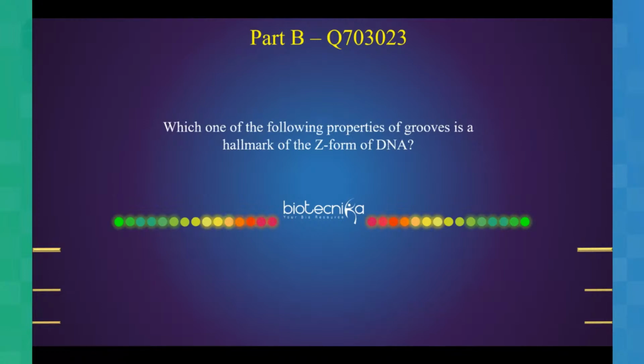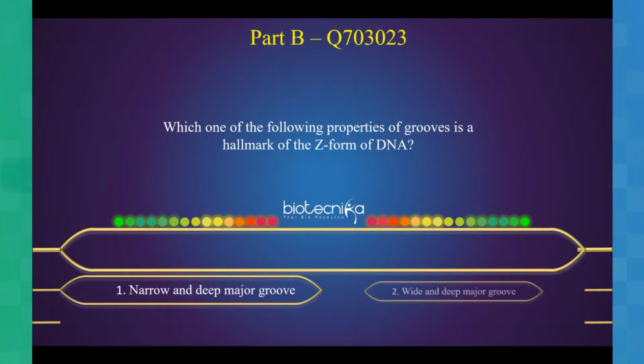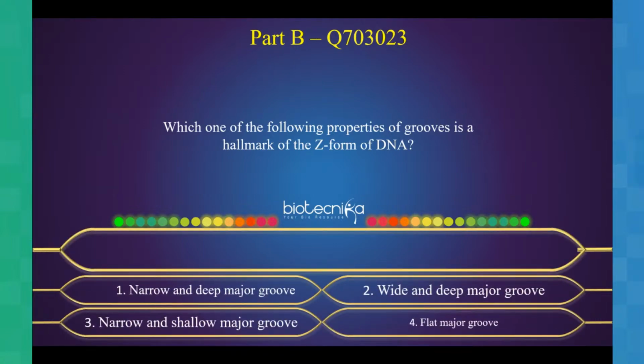All right. Now, the next question in the evening session of part B is: which one of the following properties of grooves is a hallmark of the Z form of DNA? All right, I think some of you can try this. We had discussed this in our Biotechnica classes. Yes, anyone wants to try this?